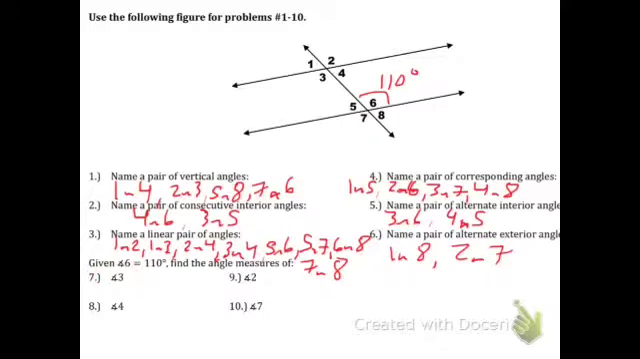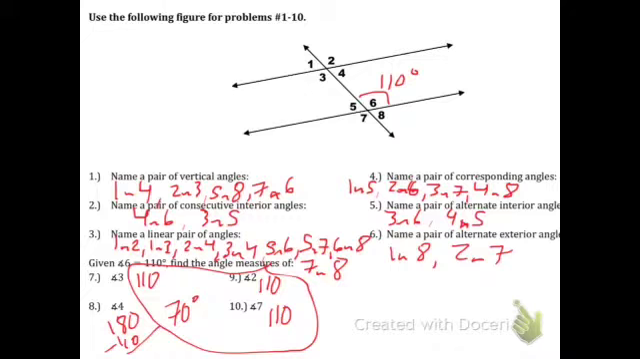So angle 3 is an alternate interior angle with 6, so it's 110. Alternate interior angles are equal. Angle 4 is a consecutive interior angle with 6. So to get that one, you just take 180, subtract off the 110, and you get 70. Angle 2 is vertical with angle 3, which means it's the same as angle 3, making it 110. And angle 7 is vertical with angle 6, so it's the same. And so those are the angle measurements there.